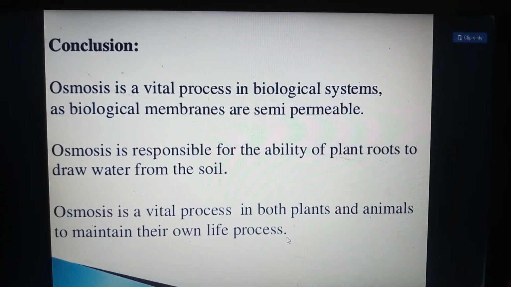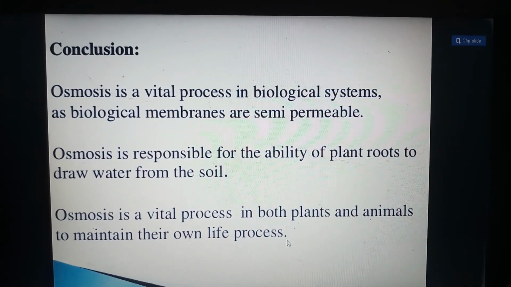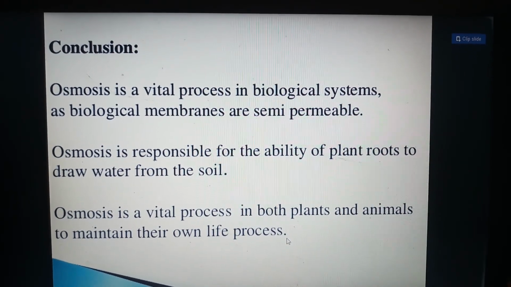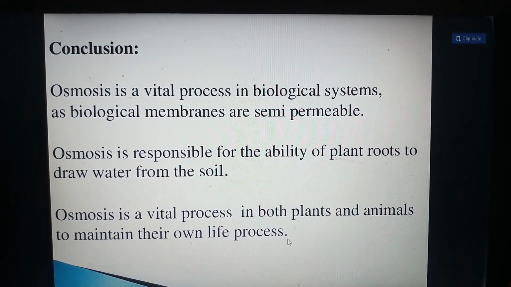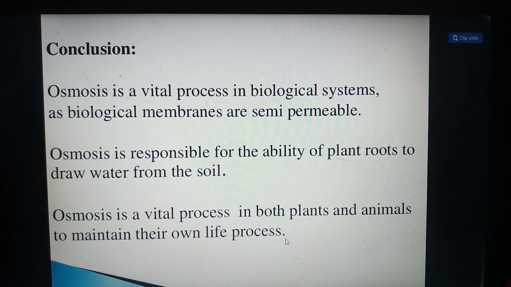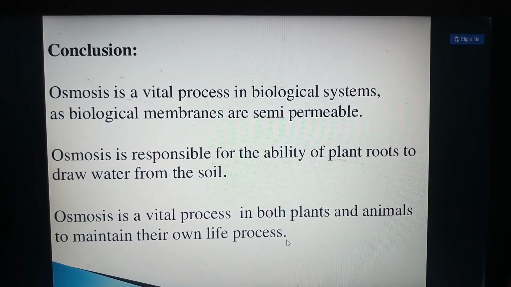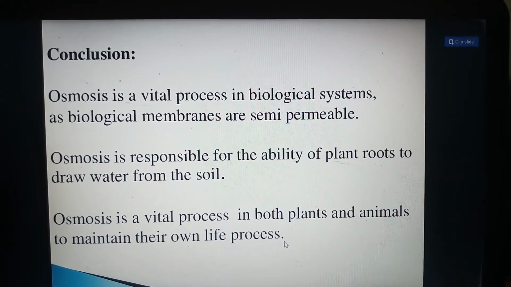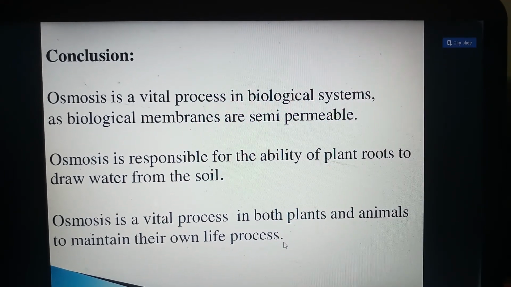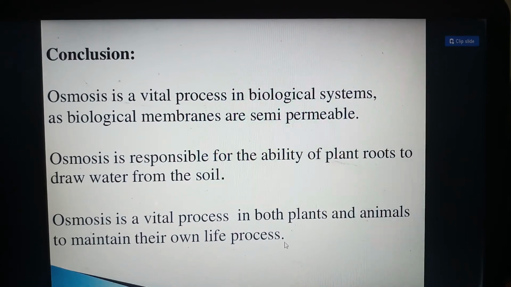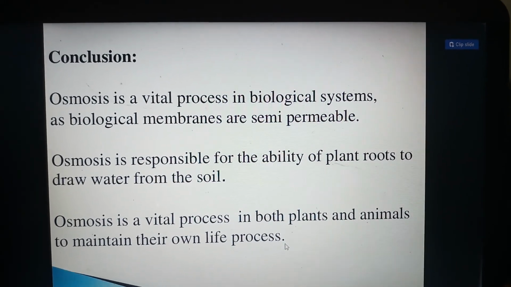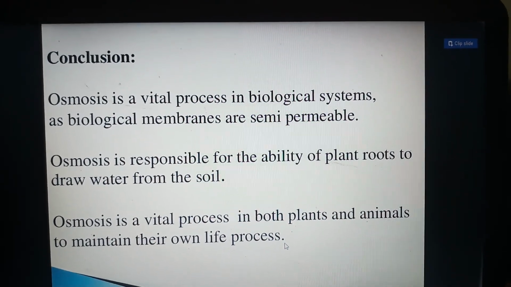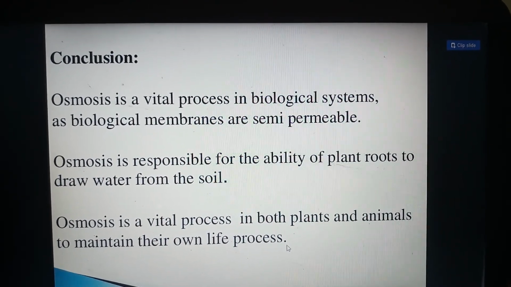So, conclusion: osmosis is a vital process in biological systems, as biological membranes are semi-permeable membranes. Osmosis is responsible for the ability of plant roots to draw water from the soil, from higher concentration to lower concentration. Osmosis is a vital process in both plants and animals to maintain their life processes. So I think you have understood what osmosis is, what osmotic pressure is, what positive and negative osmotic pressure are, and what hypertonic, hypotonic and isotonic mean.